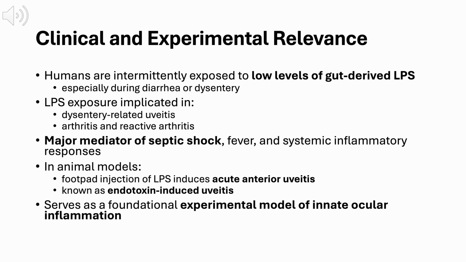Clinically, humans are intermittently exposed to low levels of gut-derived LPS, particularly during diarrheal illnesses or dysentery. This exposure has been implicated in dysentery-associated uveitis, arthritis, and reactive arthritis. At higher systemic levels, LPS is also a major driver of fever, septic shock, and widespread inflammatory responses.